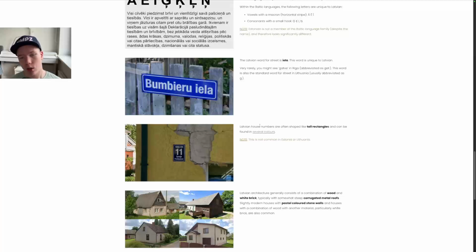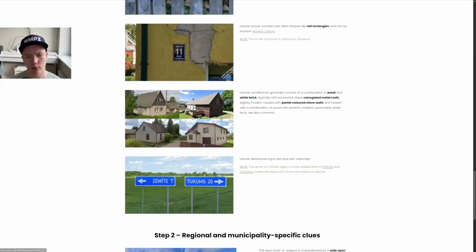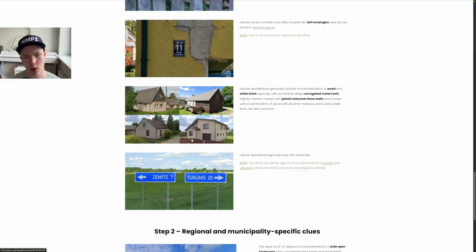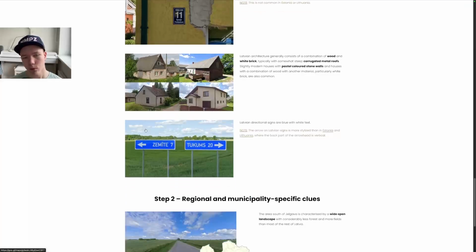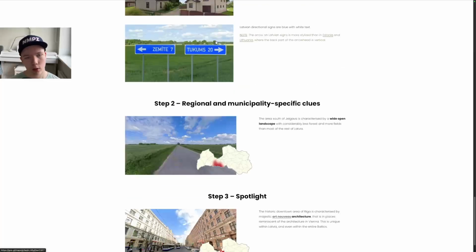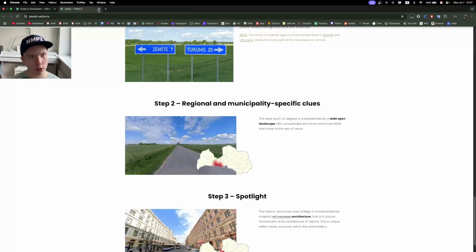And Latvian house numbers, don't know about that. Architecture quite similar to Estonia, but you can maybe slightly see the difference. And the Latvian signs, the kind of text is a bit different from the Estonian one, and also the arrows are slightly different.